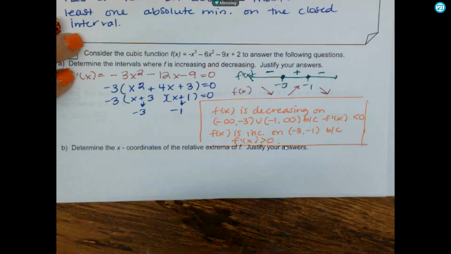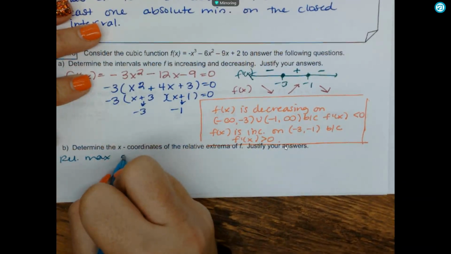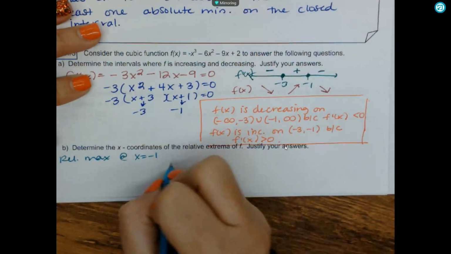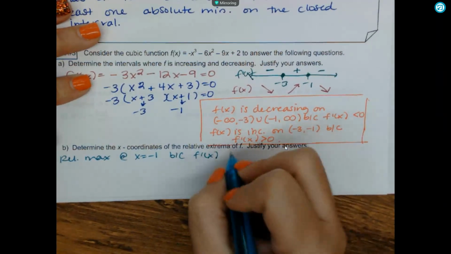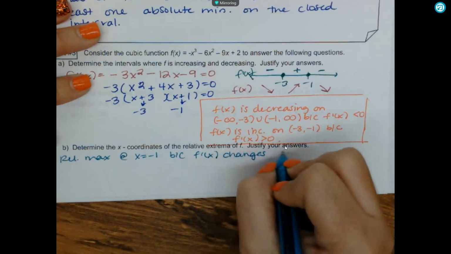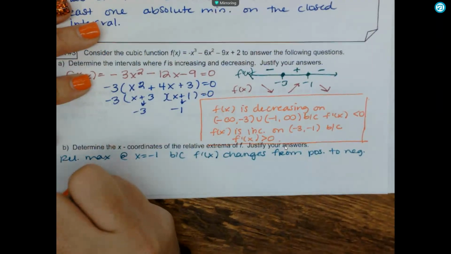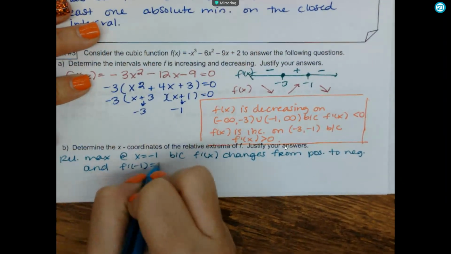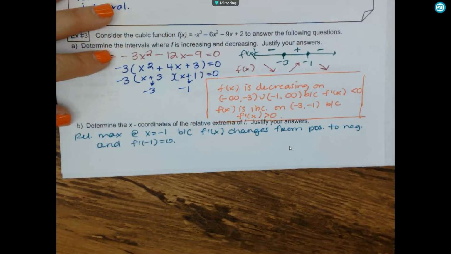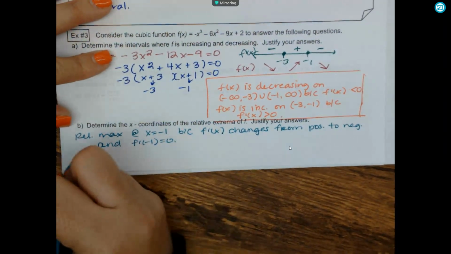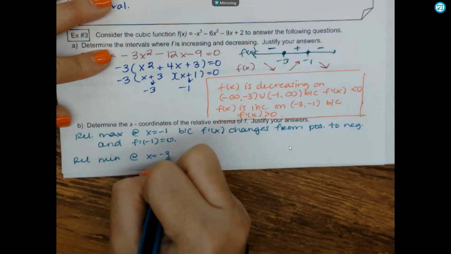All right, so put that down, relative, and y'all can go in any order you want to. I'm going to do my max first. So we have a relative max at x equals negative 1 because f prime of x changes from positive to negative, and f prime of negative 1 does equal 0. Because those were our zeros. All right, and then in addition, we have a relative min at the other one.